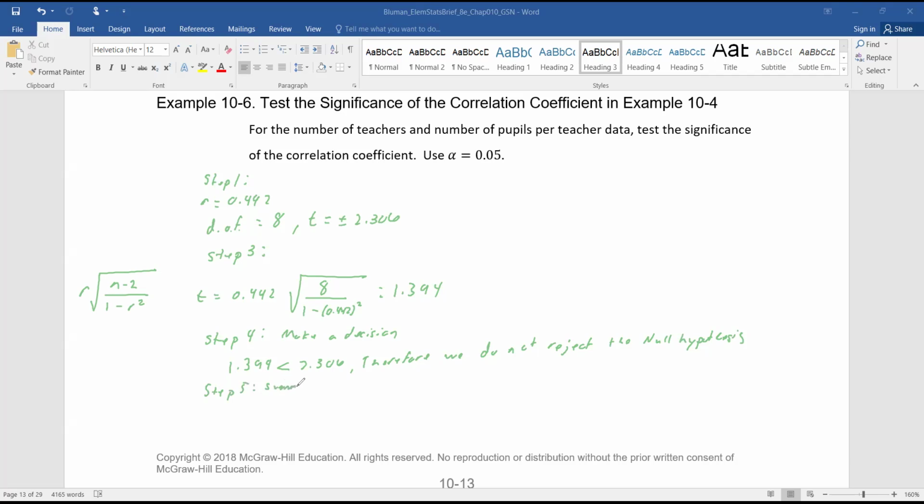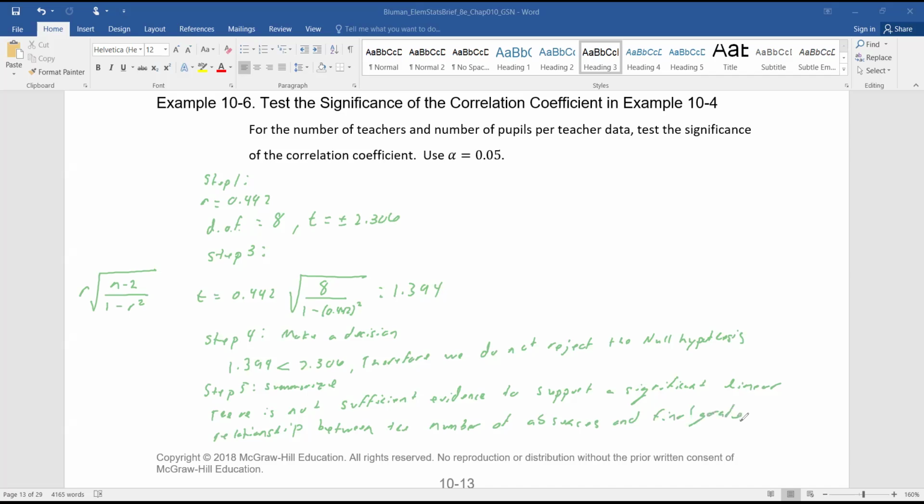All right, so with that said, we just then summarize this. So step 5, we will summarize it. And so for my results, I would simply just say there is not sufficient evidence to support a significant linear relationship between the number of absences and final grades, which again, we've concluded already, but now we have even more evidence to back up our case. Alrighty, keep trucking along.